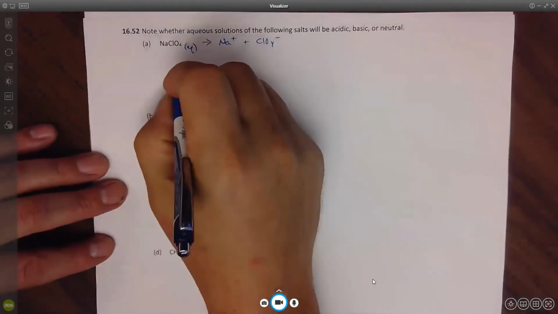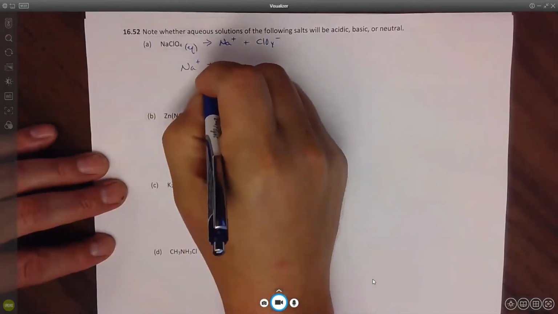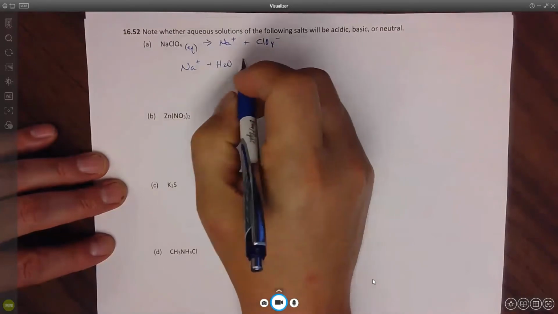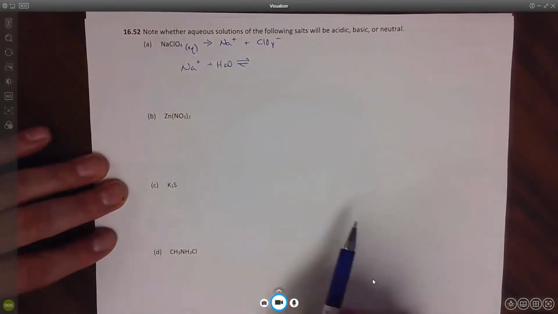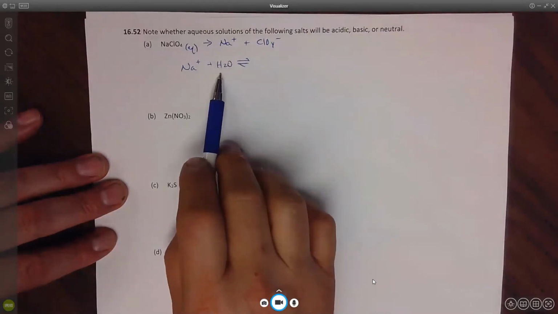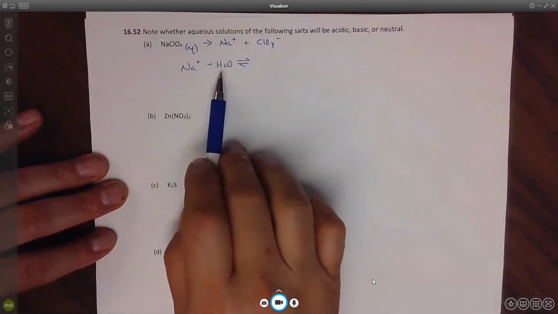So the sodium ion, will it hydrolyze? In other words, will it react with water? And if it does, what's it going to form? If this would react with water, what would it form?